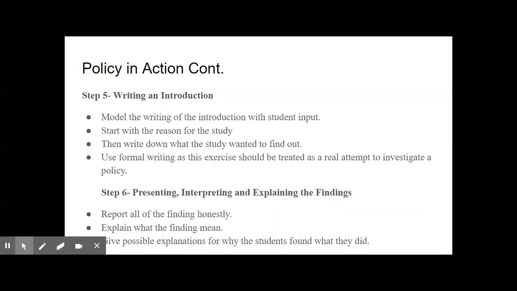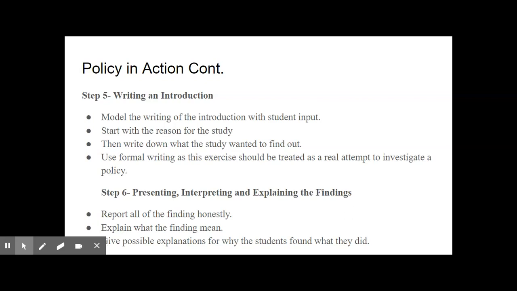So in step 5, you're going to write the introduction. You're going to want to model this writing with student input. As a teacher, you're in front of the class on like an overhead projector or a smart board writing it, asking them questions and kind of working on it together. So you're going to want to start with the reason for the study. In the book, this was because they disagreed with the ban on gum. And then you're going to write down what the study wanted to find out. In the book, this was, is gum really a problem in the school, and does the ban work?